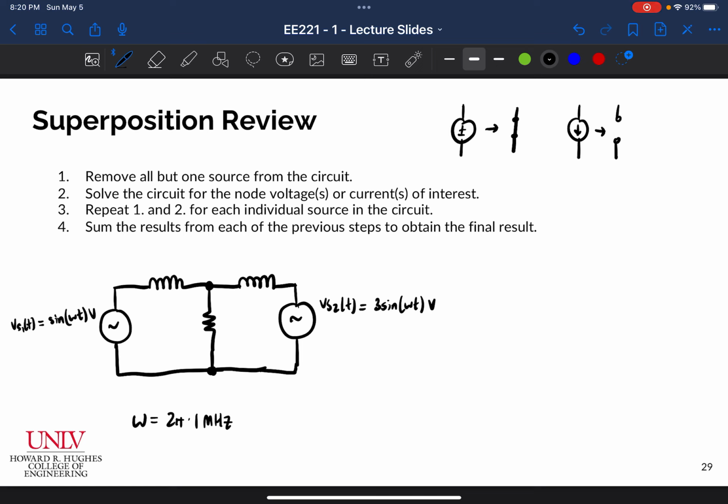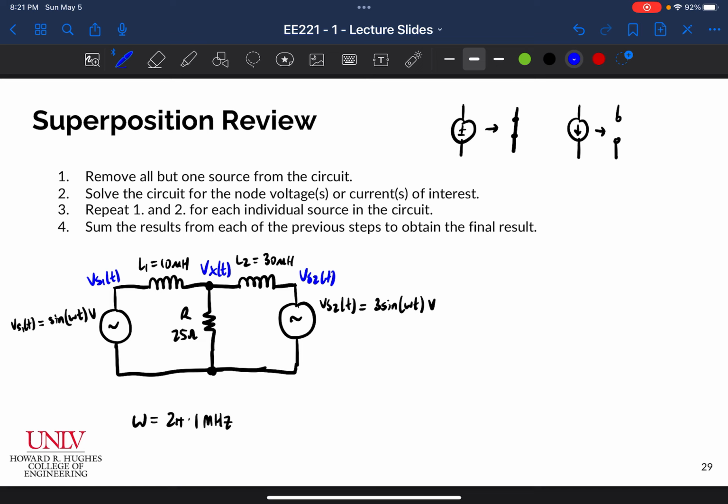Let's let my L1 equal 10 microhenries, my L2 equal 30 microhenries, and let's let my R be 25 ohms. All right, so that's my circuit, and I am interested in determining, let's just call it Vx right here, Vx of t. And so this, of course, is my Vs1 of t, this is my Vs2 of t, and I want to find Vx of t, okay?